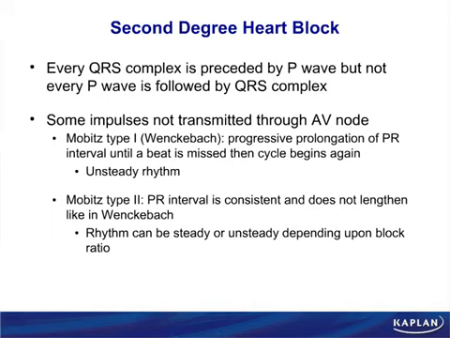Now, the rhythm can be steady or unsteady in Mobitz type 2. It will depend upon the block ratio. A lot of times these have specific block ratios, like a 2-to-1 block, a 3-to-1 block, or a 3-to-2 block. So it will depend. For an unsteady rhythm, it could be Wenckebach, could be Mobitz type 2.